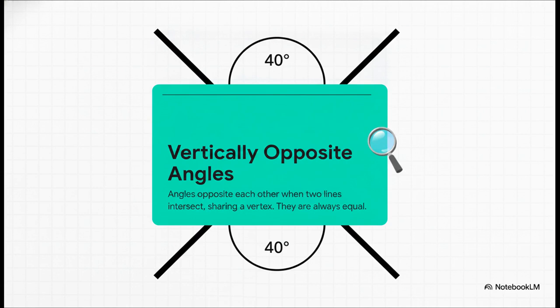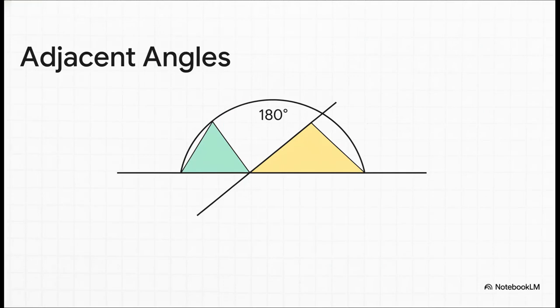Guaranteed. Every single time. Then we have adjacent angles. The easiest way to think about adjacent angles is to picture next-door neighbors sharing a wall. They share a common side and a common vertex, but their rooms never, ever overlap. And the golden rule here is that if these two neighbors sit side by side on a perfectly flat straight line together, they will beautifully add up to our magic number of 180 degrees.